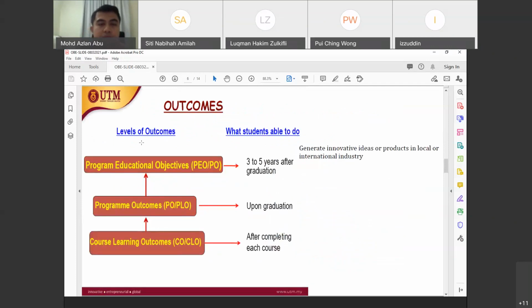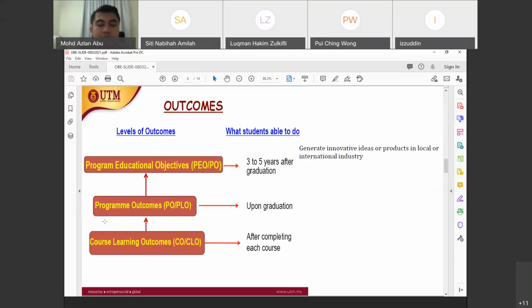Next, outcome. The first level of outcome is the program educational objective. This will be measured 3 to 5 years after you graduate. Maybe after you graduate, you will get an email from UTM with some questions asking whether you have achieved the program educational objective or not. Just answer, it takes 3 to 5 minutes.